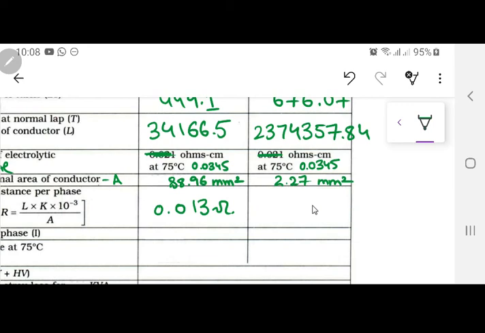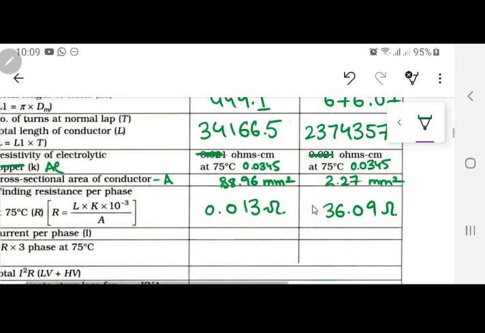The resistivity of aluminium is approximately 50% more than that of copper, but the price is almost 2 or 2.5 times smaller. 36.09 ohms, approximately the very same.